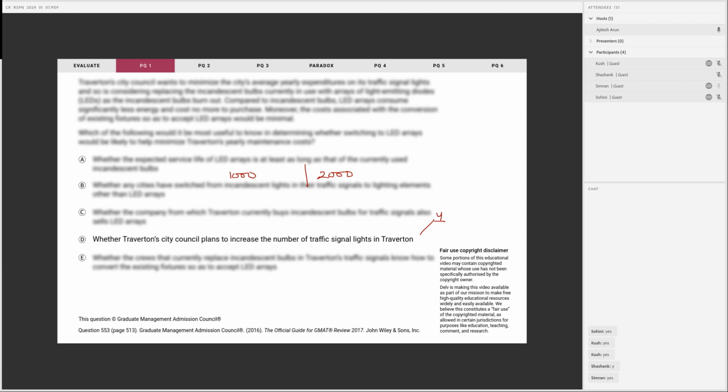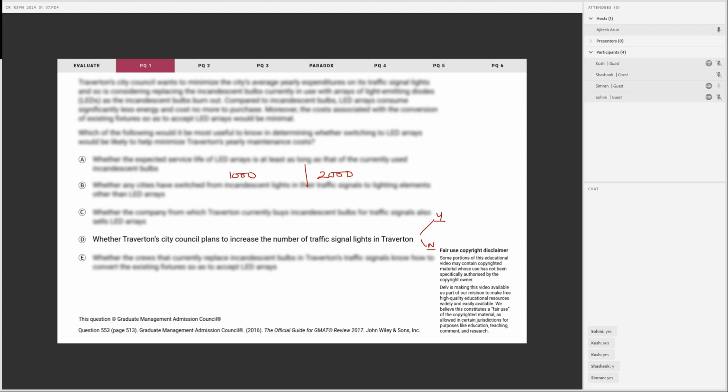Overall maintenance costs will go up. That is pretty straightforward. But what we were looking for is to check whether the LED bulbs will help us reduce the yearly maintenance costs or minimize the yearly maintenance costs. So even if the overall maintenance costs go up, will switching to LEDs help us reduce them or not? Option D is not answering that. Similarly, a no will not help us either.